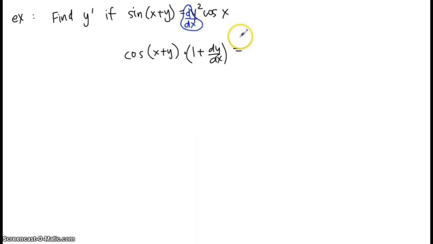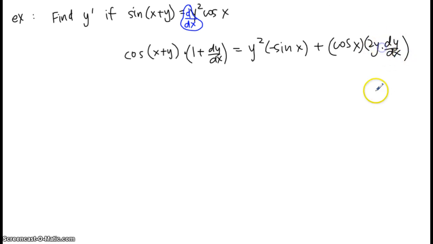So we'll have the first times the derivative of the second with respect to x, so that's good, plus the second times the derivative of the first, which is going to be 2y, and then again, I cannot recognize that y, times dy dx. It is like the chain rule. All right, so let's practice getting all of this dy dx out.